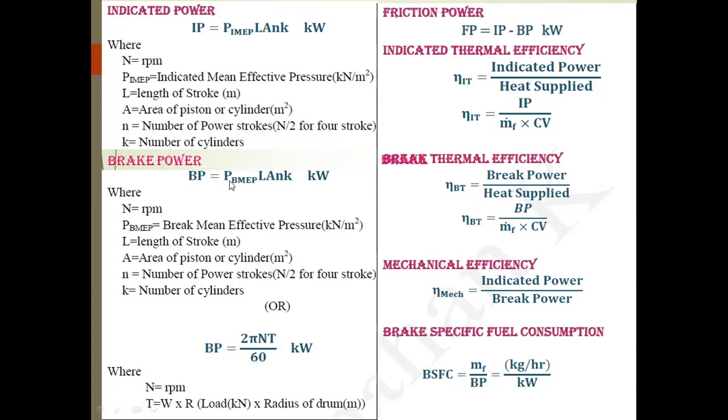So based upon this, brake power is equal to brake mean effective pressure, L that is the stroke length, and A is the area of the piston cylinder, and small n is denoted for the number of power strokes, and K is denoted for the number of cylinders. And the other formula for brake power is 2 pi N T divided by 60, and the unit is kilowatt.